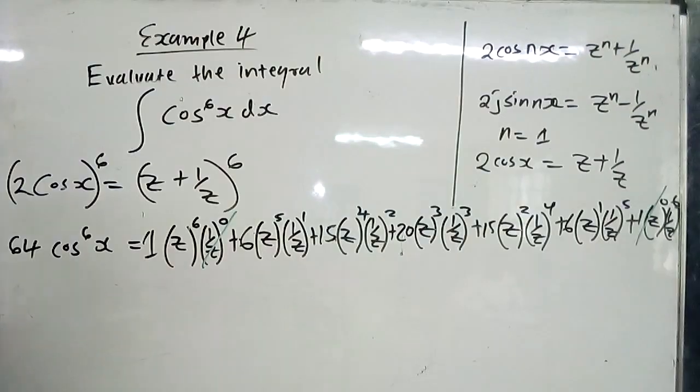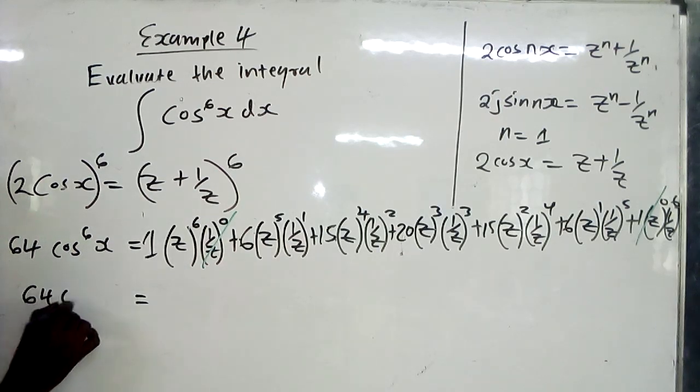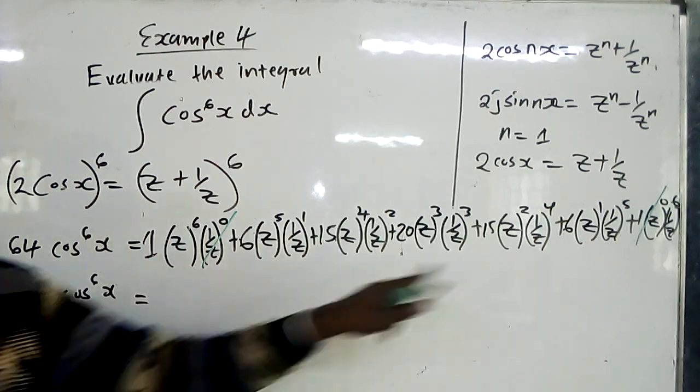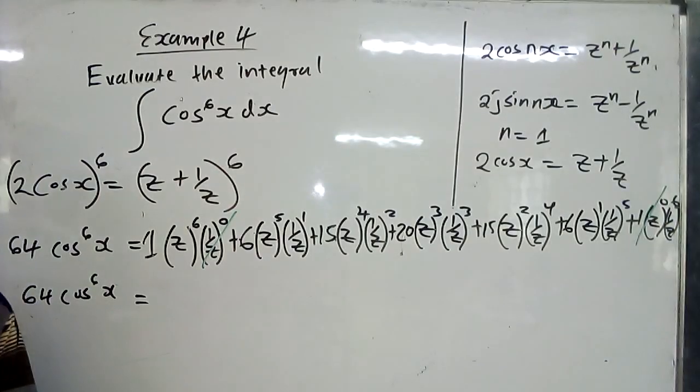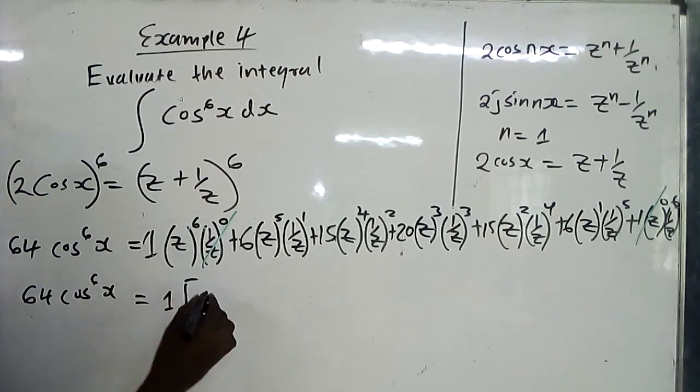Then the ones with the same coefficient. This side we have 64 cos raised to power 6 x. The ones with the same coefficient, you will see have the same power. So coefficient of 1, coefficient of 1, they will have the same power. So here you have z raised to power 6.